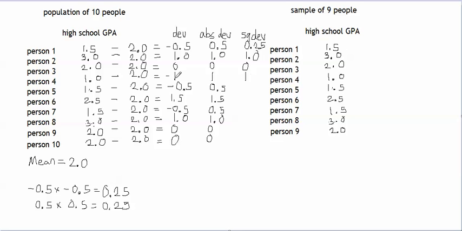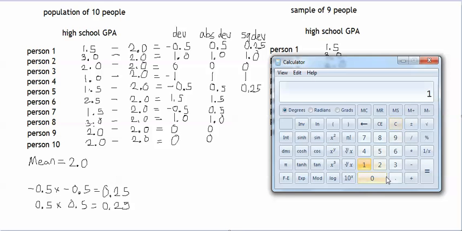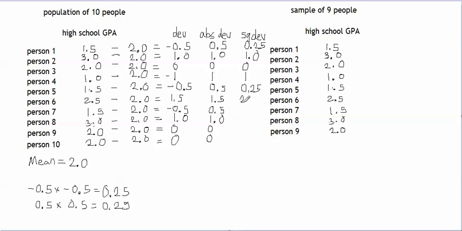Negative 1 times negative 1 is 1. Negative 0.5 times negative 0.5 is 0.25. 1.5 times 1.5 is 2.25. 1 times 1 is 1. And 0 times 0 is 0.